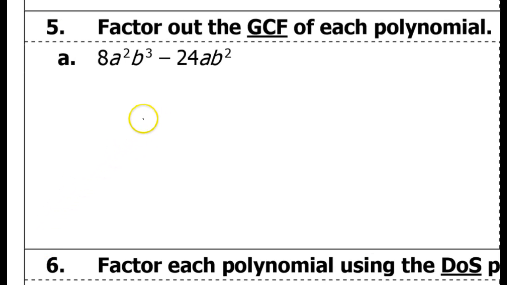Alright, number 5, we need to factor out the GCF, or greatest common factor. So I see the 8 and the 24. Both of these are divisible by 8. So I'm going to take out the 8 and put it out front. However, now I look at the variables. Both terms have a's. The smaller amount of a's is a single a, so that's how many I pull out. Now they both have b's. The lesser amount is b squared.